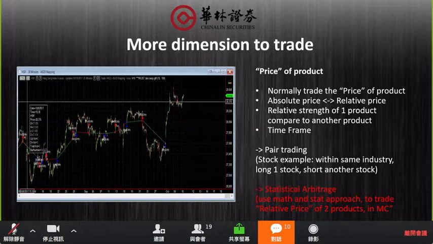It's totally okay for you to do this. So basically you have no beta at all, theoretically. Okay, this is a way to trade.